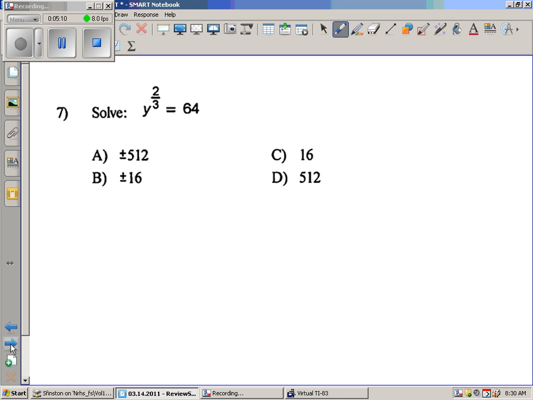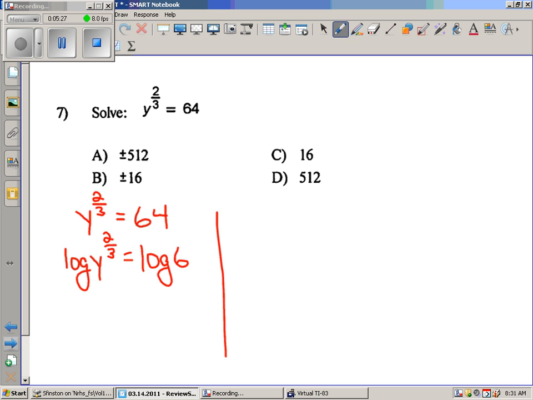Logging. Let's try logs. I'm sure it can be done using logs. Let's see, maybe we'll hit a snag. If we want to try and do logs, we're going to log both sides. So that becomes the log of y to the 2/3 equals log 64. The 2/3 has got to come down in front, so 2/3 times the log of y equals log 64.